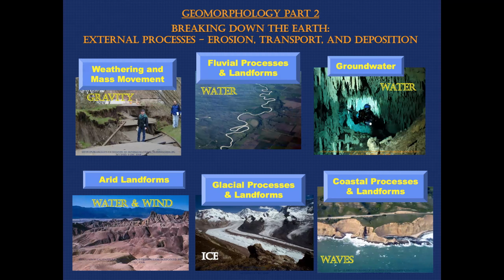So, geomorphology part two. Last week we talked about part one, which had to do with the building of land. This is how the land gets torn down. So this is gravity, of course. You have water, water again in the form of groundwater, wind and water in arid landforms, glacial processes, so frozen water, and coastal processes and landforms, this would be waves. So these two are next week. These four are this week.